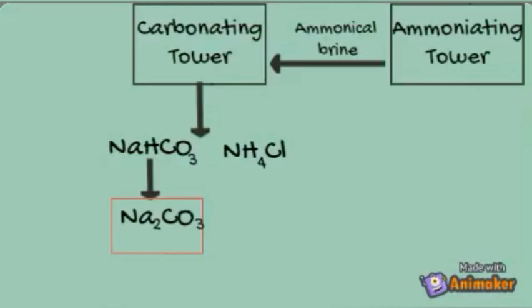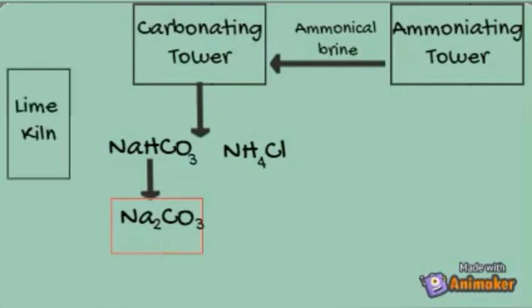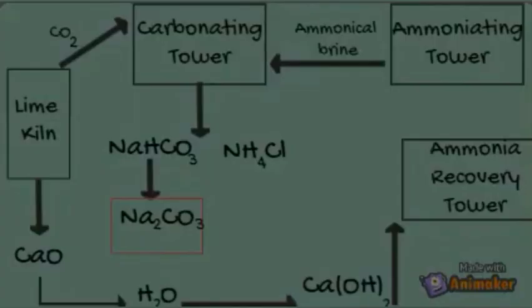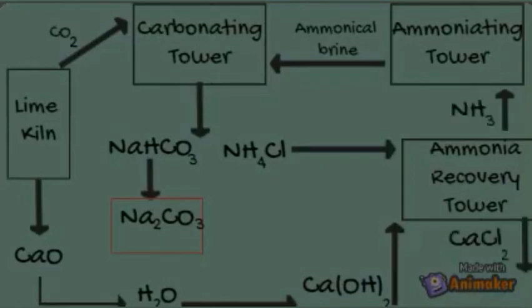Now we will manufacture our raw materials. We introduce a new chamber which is lime kiln. Calcium carbonate is heated and produces carbon dioxide which goes to carbonating tower. Here calcium oxide is also produced, which reacts with water and goes to ammonia recovery tower, at which ammonia is recovered. The ammonium chloride produced in carbonating tower goes to ammonia recovery tower. In this chamber, ammonia is recovered while the other product goes out.